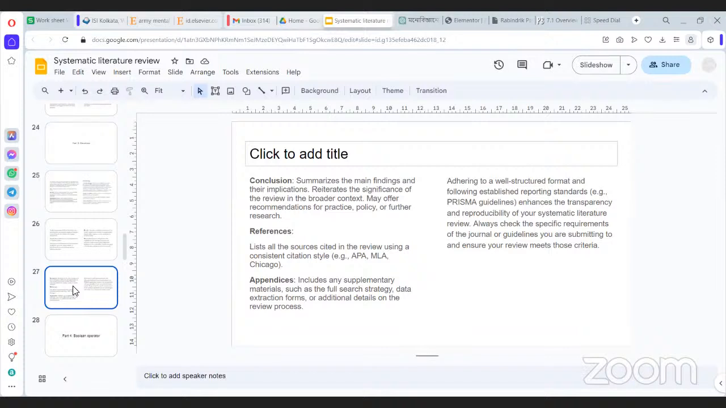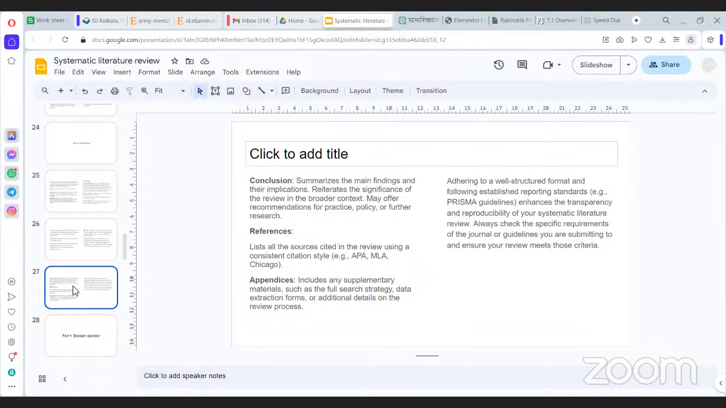Okay. Next is conclusion. It summarizes the main findings and their implications, reiterates the significance of the review in the broader context, may offer recommendations for practice, policy, or further research. Yeah. Next is the reference. It lists all the sources cited in the review using a consistent citation style. Example, APA style, MLA style, or Chicago style. Next.